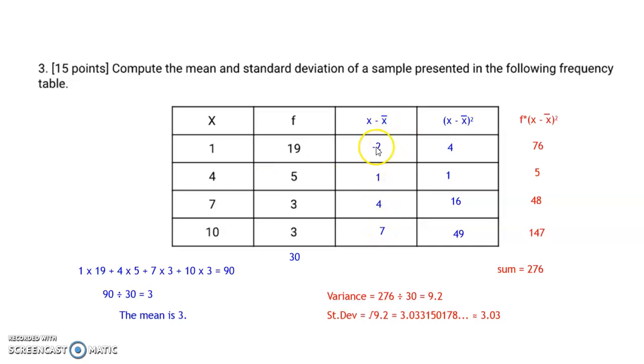Now this deviation doesn't just happen once, it happens 19 times. So I'm going to need to take that deviation, eventually multiply it by f. But first I have to unnegative it. So remember, in the calculation for standard deviation, we square all these deviations so that they don't cancel each other out. They don't sum to 0. So all of these are squared, and then we take those squared deviations and multiply them by the frequency, because this deviation doesn't just happen once, this happens 19 times. So I multiply this number by 19, this number by 5, this number by 3, and this number by 3 as well. I add up all those, the sum of all the squared deviations, and that's 276.